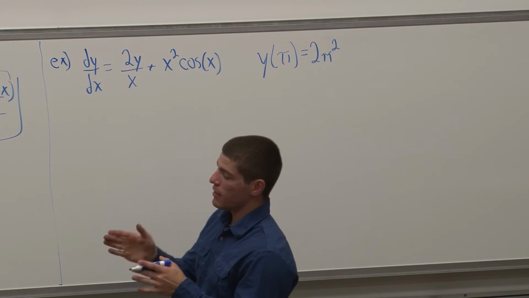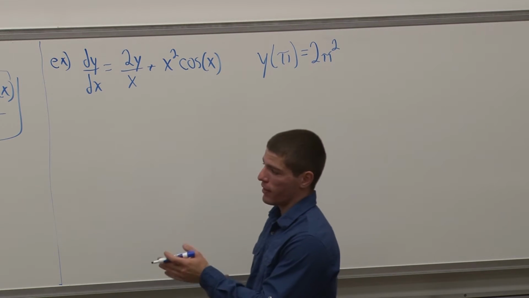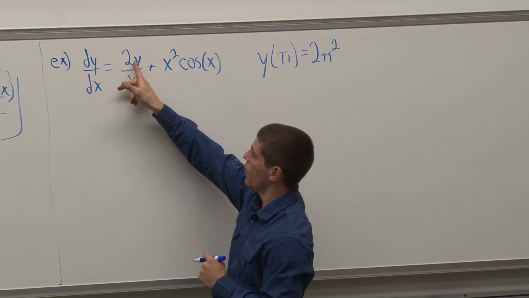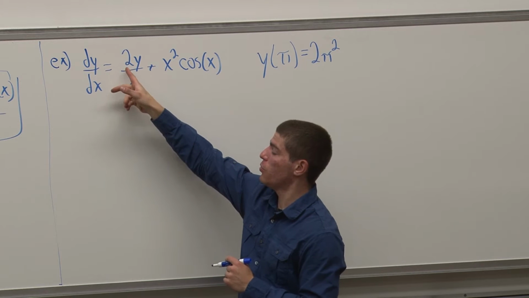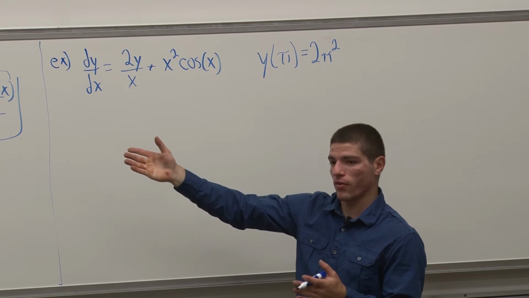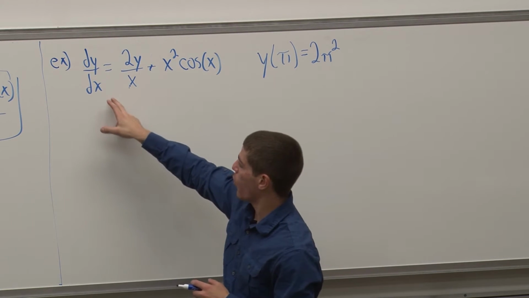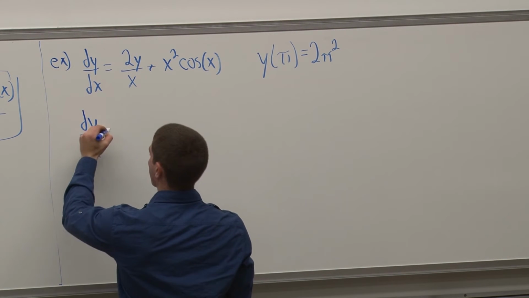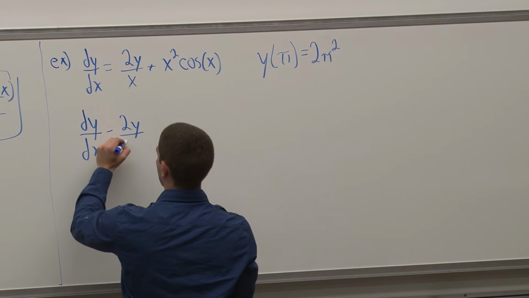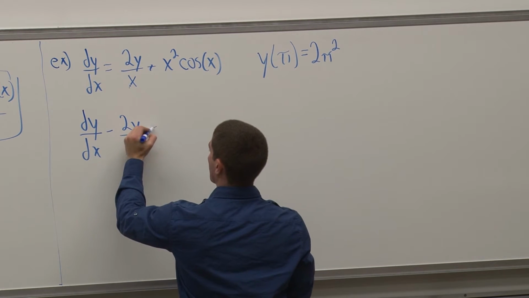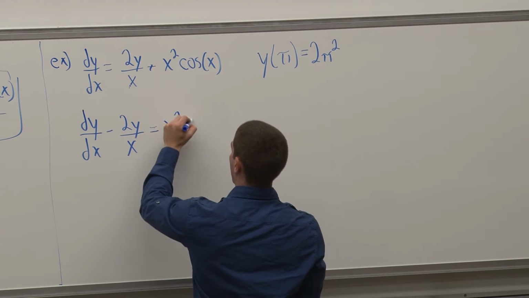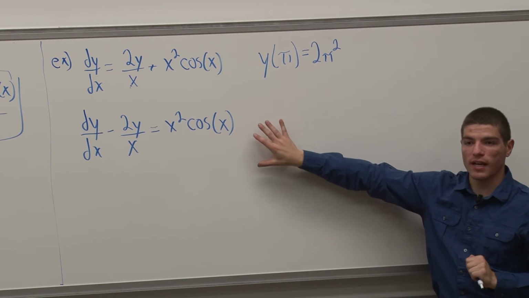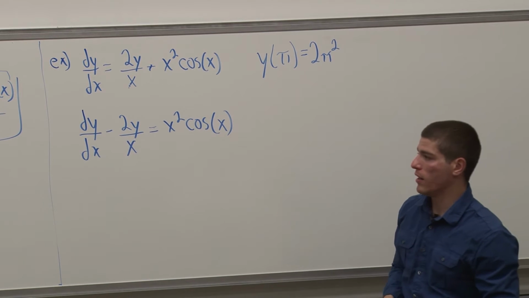So we could do that. We need dy/dx plus or minus something times y. So here we have 2y over x, so we have 2 over x is going to be equal to our p of x. So you can already see that. We can move this over to the other side. So we have dy/dx minus 2y over x, and this is going to equal x squared times cosine. OK, so now it looks like it's in the form of our linear equation.